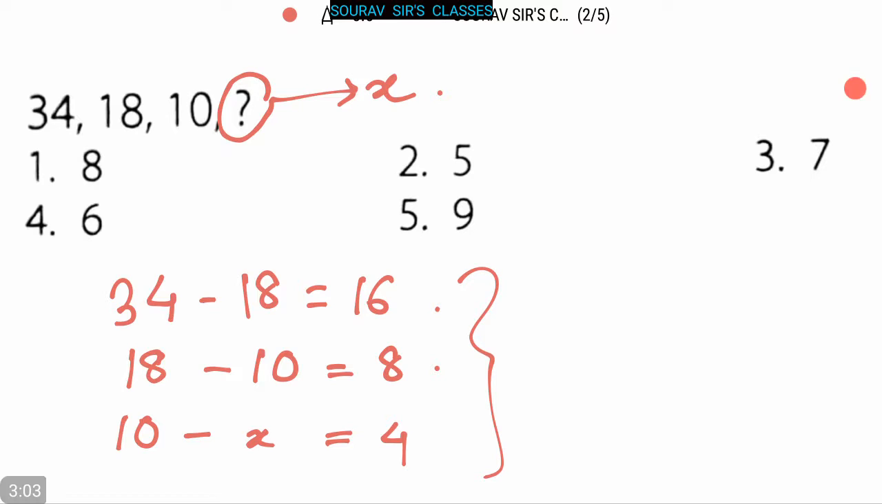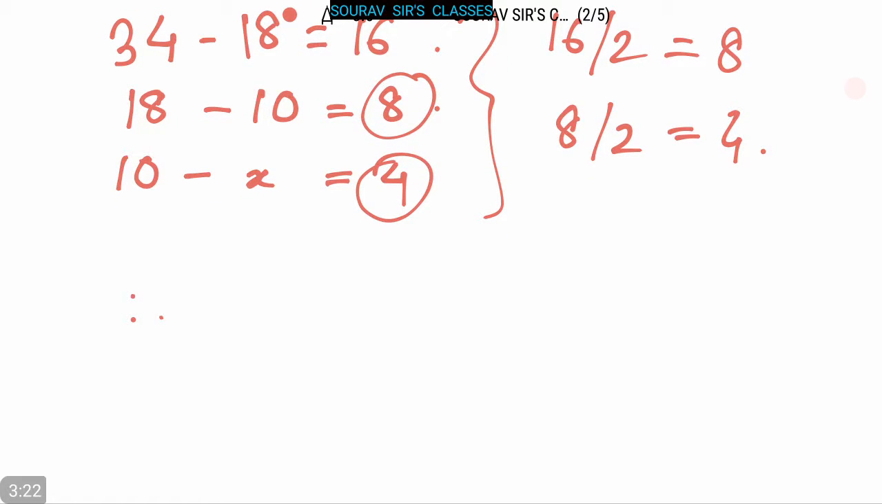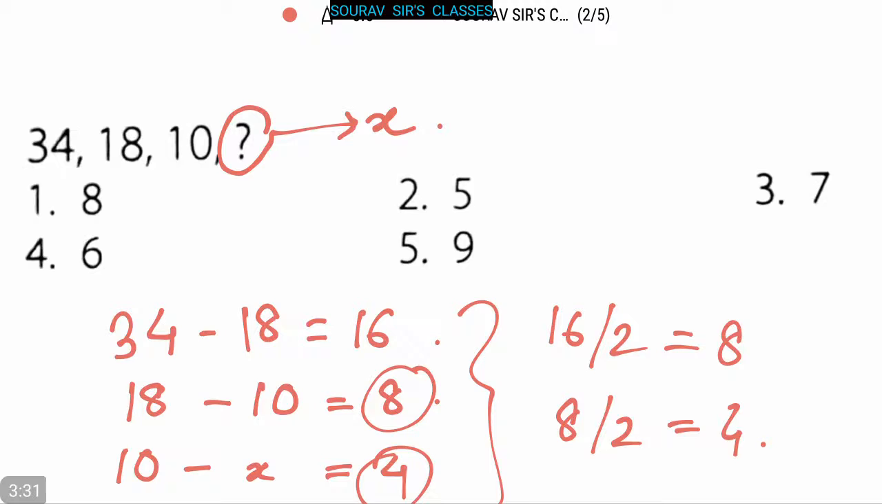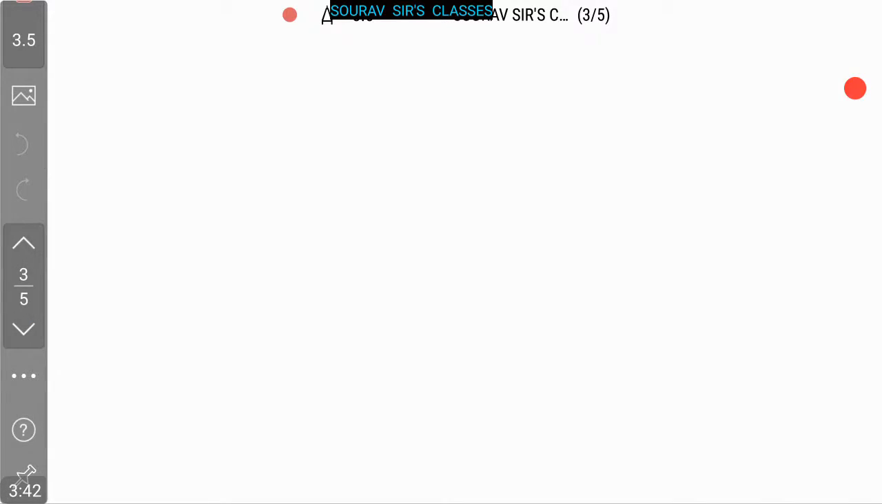So here 16 by 2 is equal to this 8. Now 8 by 2, that must be 4. So x is equal to 10 minus 4, that is equal to 6. So the value of x is equal to 6, that is option 4. So option 4 is the correct answer. Now let's go to our next question.